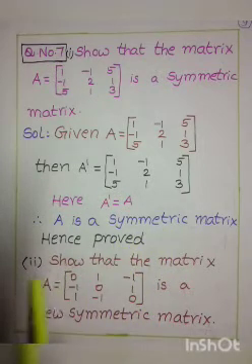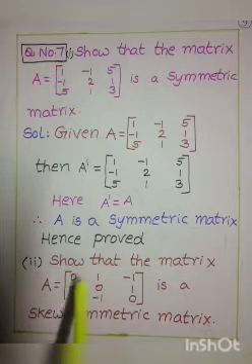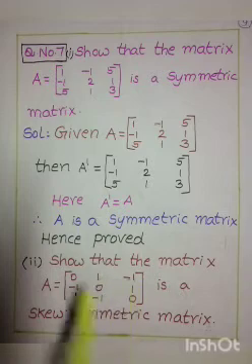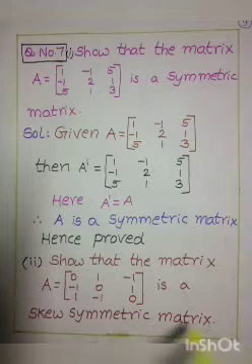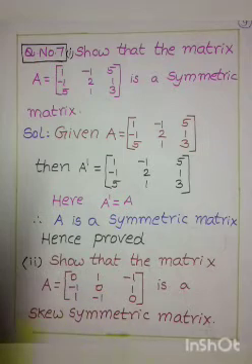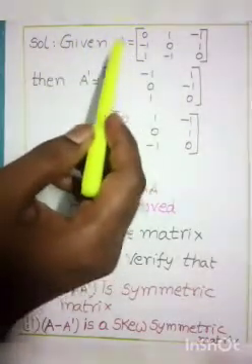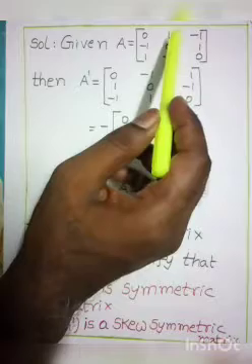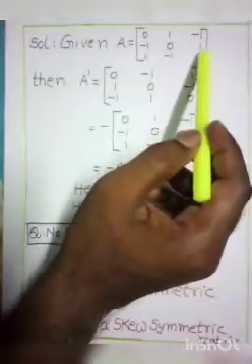Now, come to the second part of the question. Show that the matrix A is equal to matrix 0 1 minus 1, minus 1 0 1, 1 minus 1 0 is a skew symmetric matrix. Understood the question, my dear children? We have to show that the given matrix is a skew symmetric matrix. Right. Here we wrote given matrix A. A is equal to matrix 0 1 minus 1, minus 1 0 1, 1 minus 1 0.